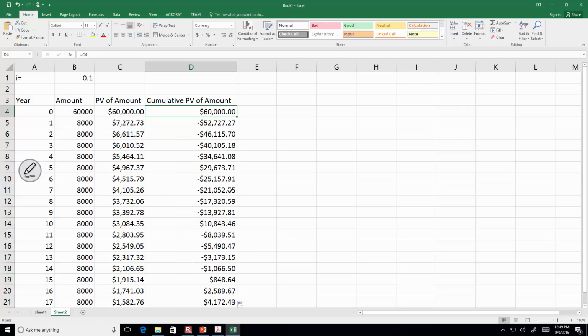And what you'll notice is that gradually our debt is getting lower and lower until after 15 years of operation we finally have a positive amount. That means that whoever did this deal, whoever bought the equipment for $60,000, has to keep that equipment in operation for 15 years in order to break even at an interest rate of 10%.